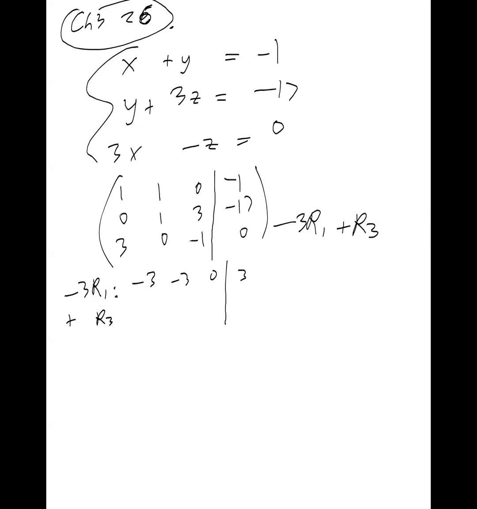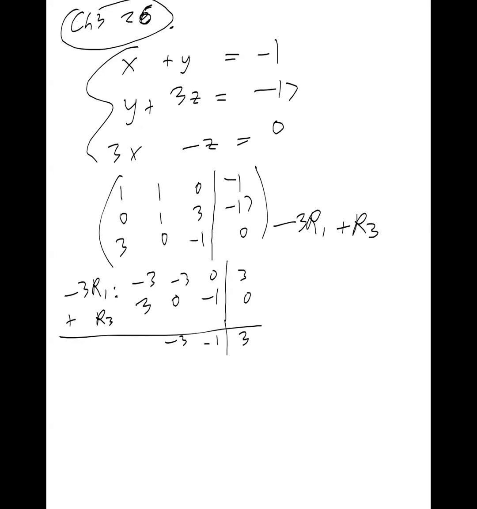So if I add row 3 to that, it would be 3, 3, 0, -1, 0. Now add that up. And then what do I get? I get -3 plus 3 is 0. -3 plus 0 is -3. 0, -1 makes -1. 3 plus 0 makes 3. Right?